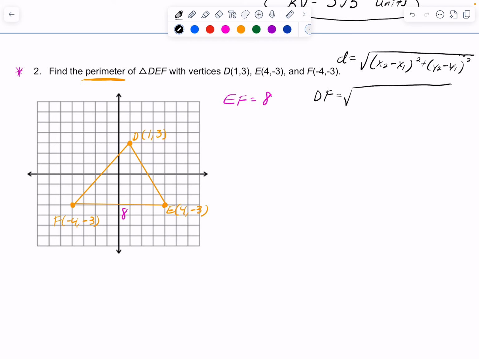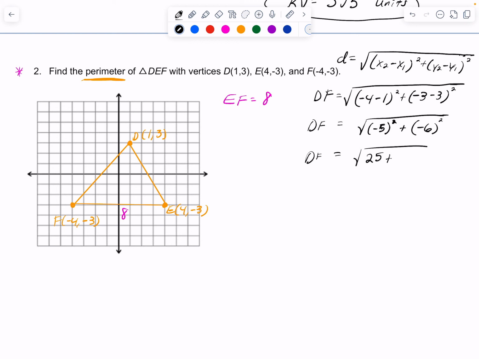All right, so finding the distance formula here with DF, I'm going to do -4 minus 1, all of that squared, plus -3 minus +3, all of that squared. Now to do my simplifying, -4 minus 1 is -5. Notice the parentheses are still around that negative. -3 minus 3 is -6, and we're going to square both of those. So they'll both become positive: 25 plus 36. All right, and when I add those together, I get the square root of 61.